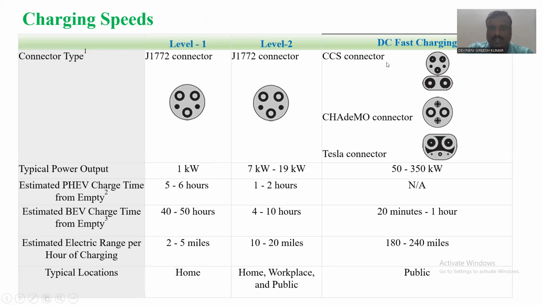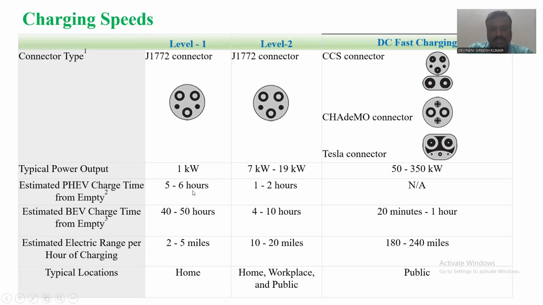And if you see another connector, this is a DC fast charging connector. Here we have a CCS connector. The CCS stands for combined charging system. The connector model is shown like this. Next is a CHAdeMO connector, and another one is a Tesla connector. There are three types of DC fast charging connectors, with a power rating of 50 to 350 kilowatts.